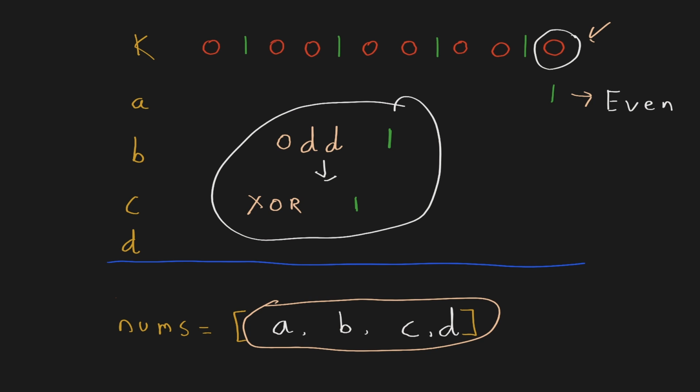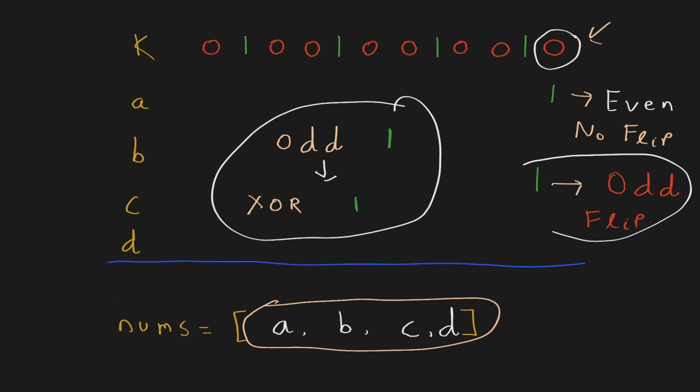So whenever we require a 0 at a particular bit, if we have an even number of 1s, that means all the 1s will cancel out and the XOR will result in 0. So no flips will be required. And similarly, when we have an odd number of 1s, one of the 1s will remain after XOR. Hence we'll have to flip it to make it 0.